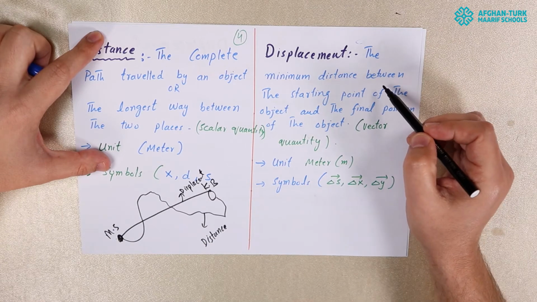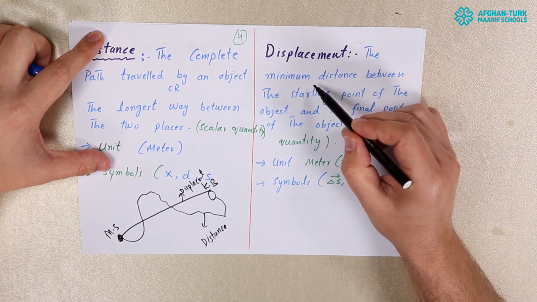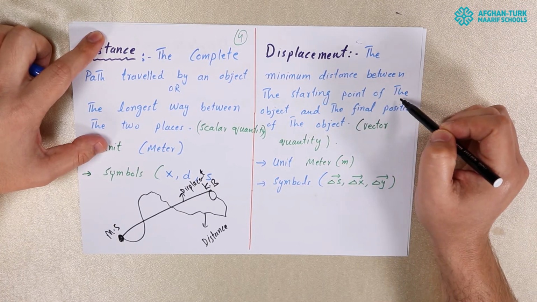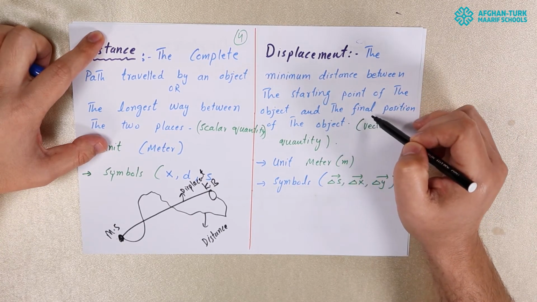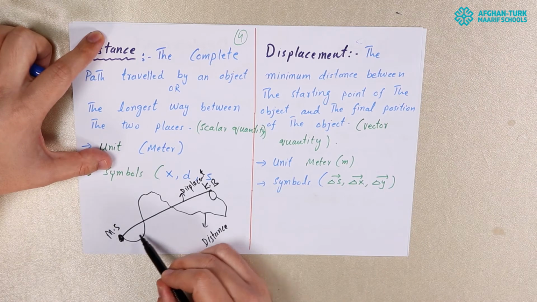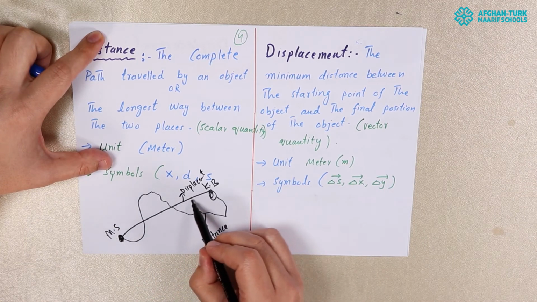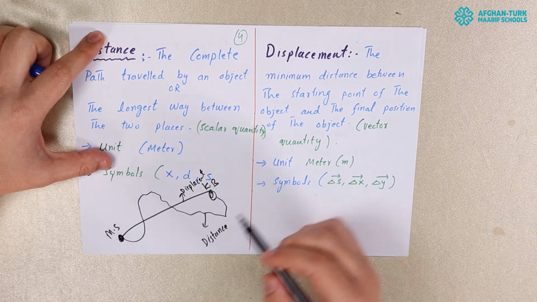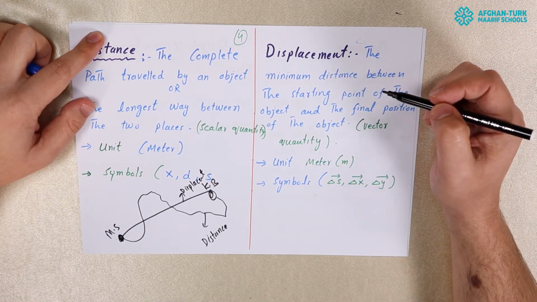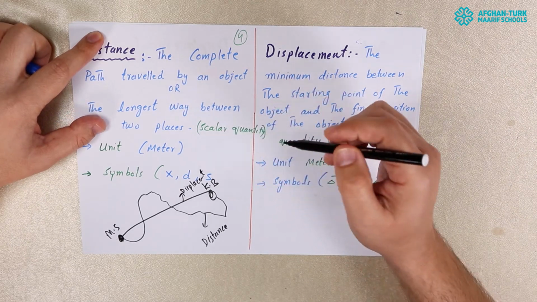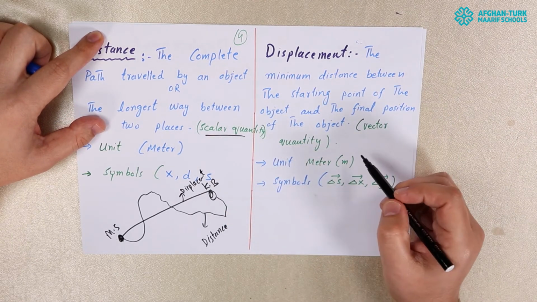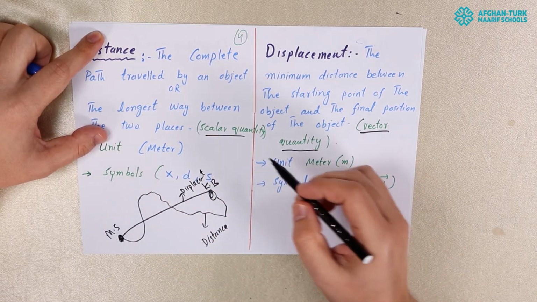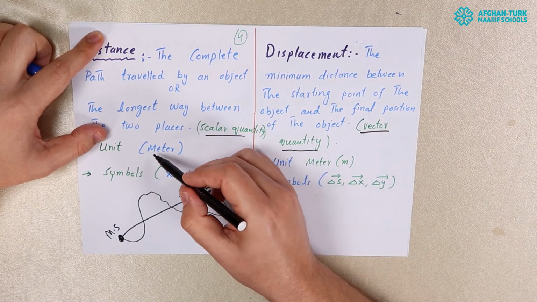And here in the displacement, we mentioned the minimum distance between the starting point of the object and its final position. Like this is the starting point, this is the final position, and this is the minimum distance or minimum way. So this is called displacement. It's the second difference between these two: distance is a scalar quantity, but displacement is a vector quantity. The unit of both distance and displacement is the same.